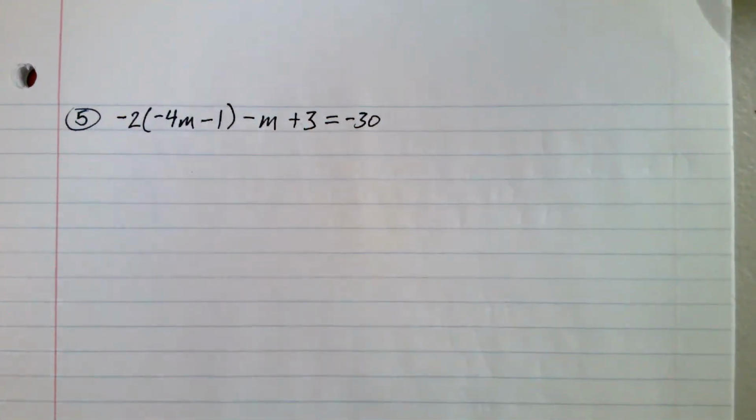Okay, so number 5, we're just going to make it a little more challenging, not a whole bunch. -2, parentheses, -4m minus 1, minus m, plus 3, equals -30. Okay? Go ahead and write that down. Okay. If you're ready, give me a B or a D.